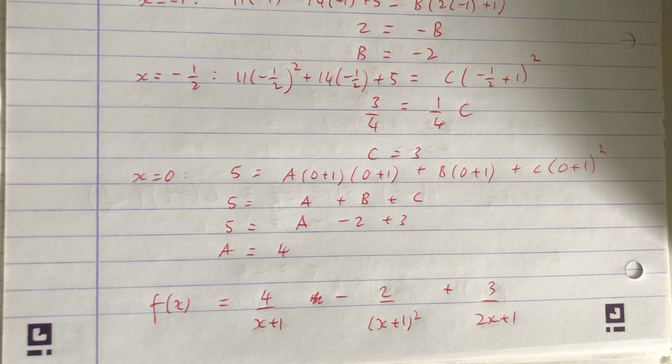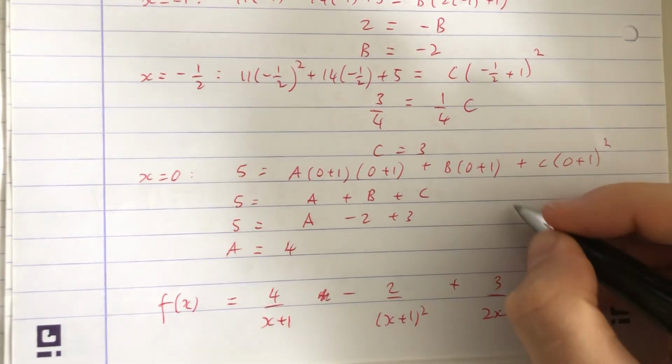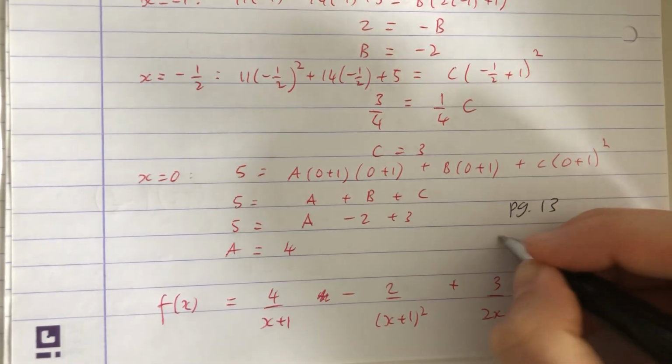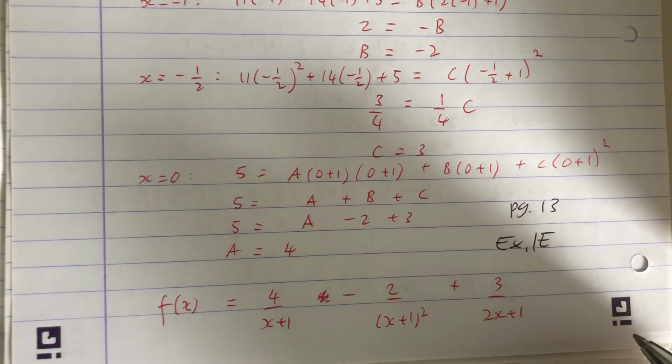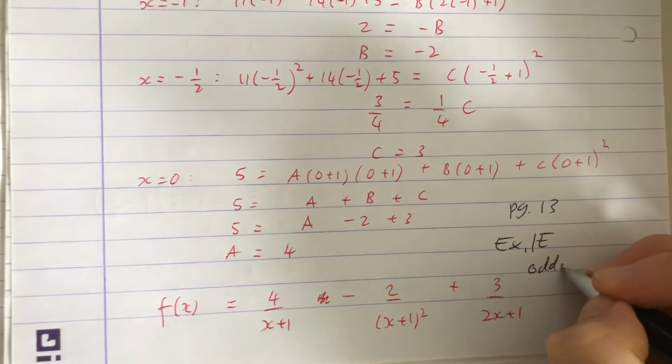So the questions I would like you to complete are on page 13. It's called exercise 1E. I would like you to try the odds and the odds only.